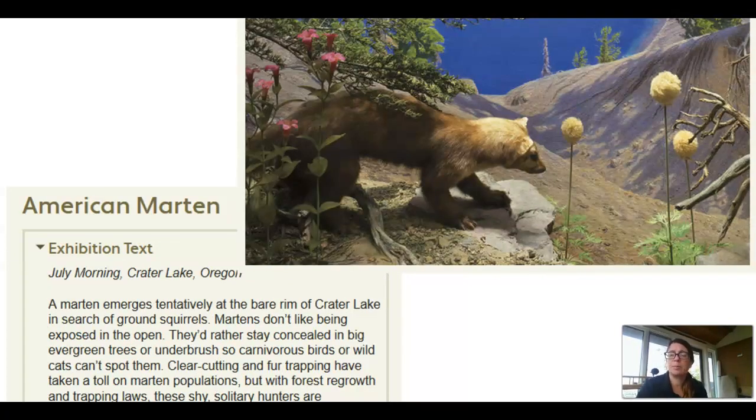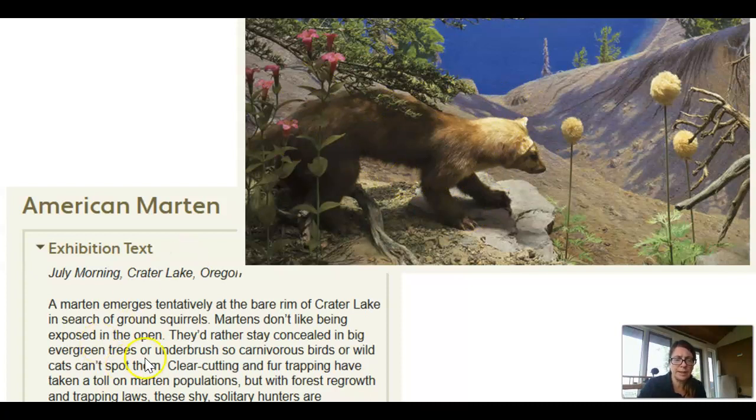Here's another example from the American Museum of Natural History. Again, we have our background. We can see the sky and some small trees here in the background. And then if we look to the foreground, we have this rocky slope with some plants. And lastly, we have our marten, which is our taxidermy specimen.